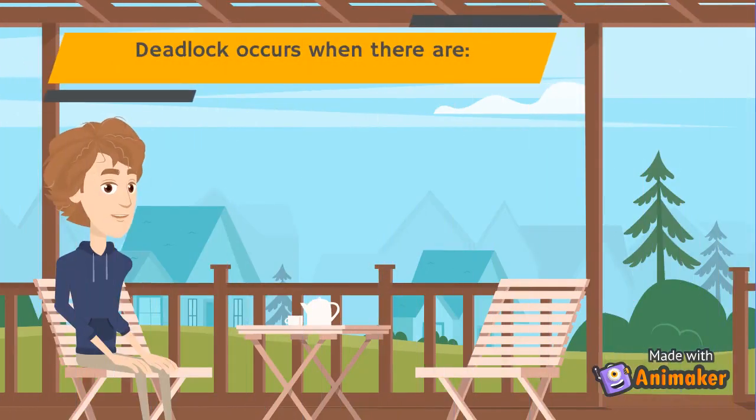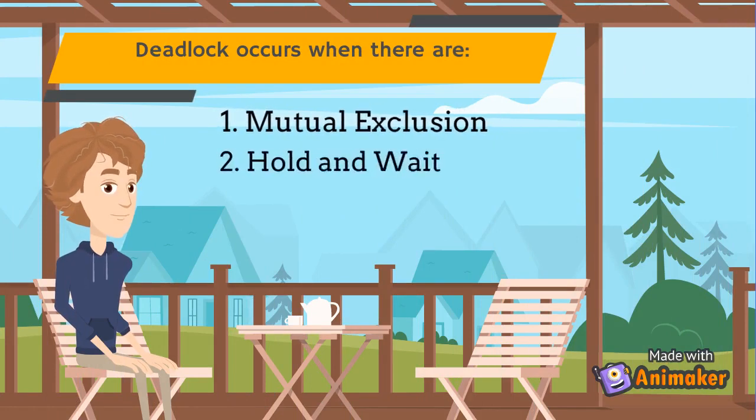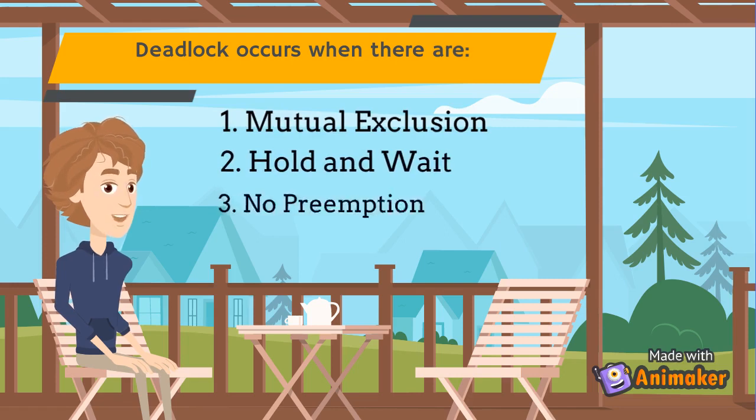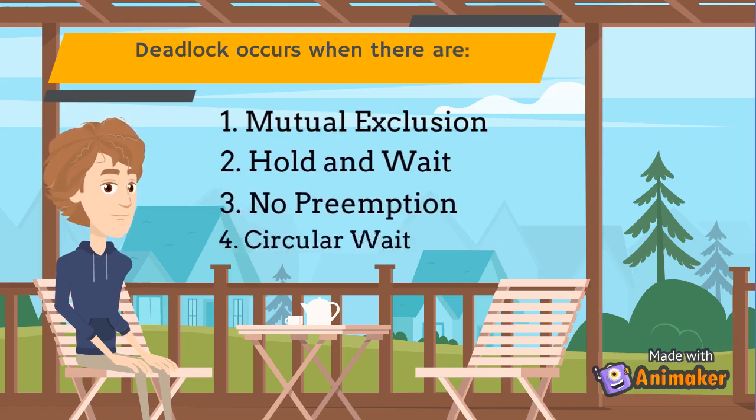Deadlock can arise if the following four conditions hold simultaneously. 1. Mutual exclusion. 2. Hold and wait. 3. No preemption. 4. Circular wait. They are necessary for a deadlock to occur. If even one of the conditions proves false, deadlock will not occur, otherwise it will. In this video, we will focus on the concept of mutual exclusion and deadlock.